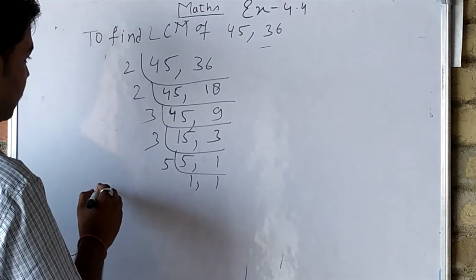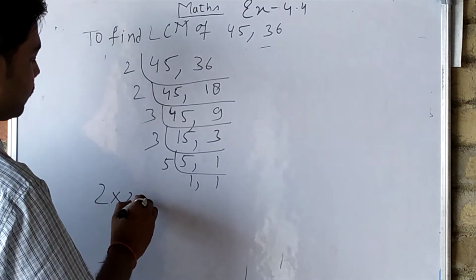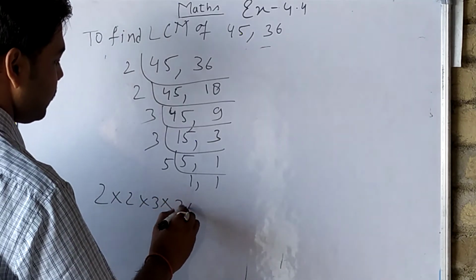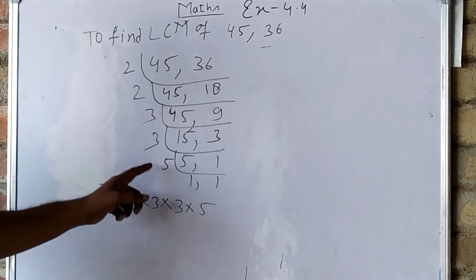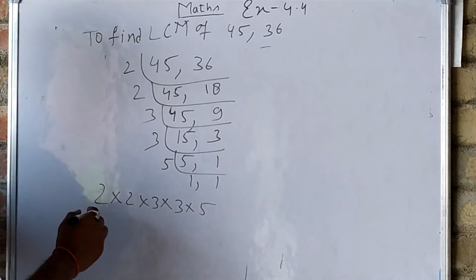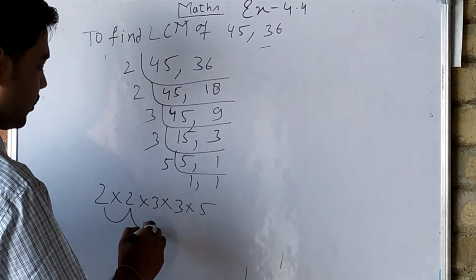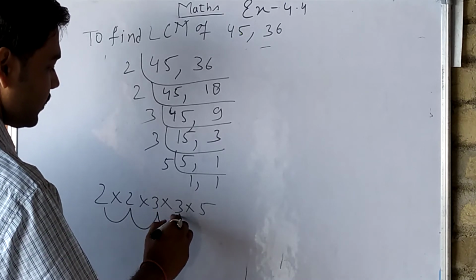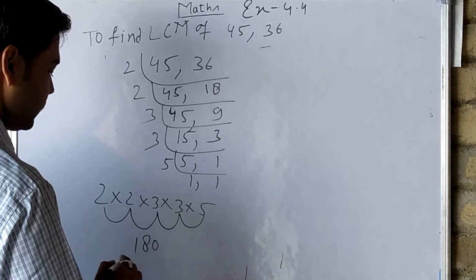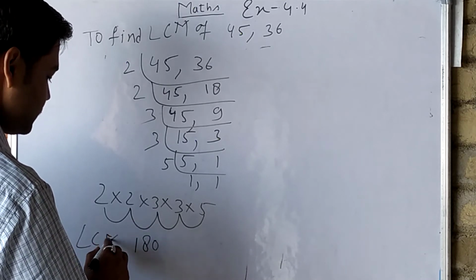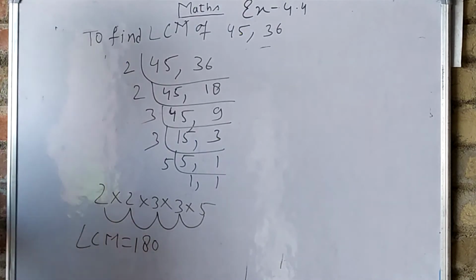Now what we will do? We will write 2 into 2 into 3 into 3 into 5. We will write all the factors with multiplication and then multiply. 2 2s are 4, 4 3s are 12, 12 3s are 36, 36 into 5, we will have 180. Understand? LCM will be 180.